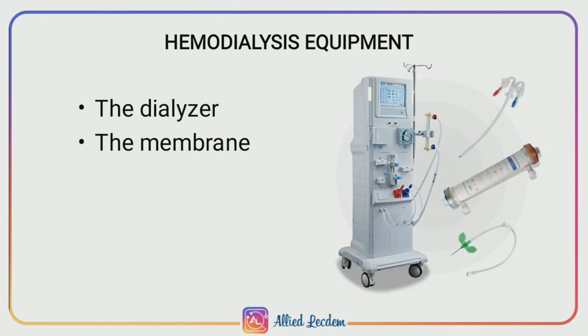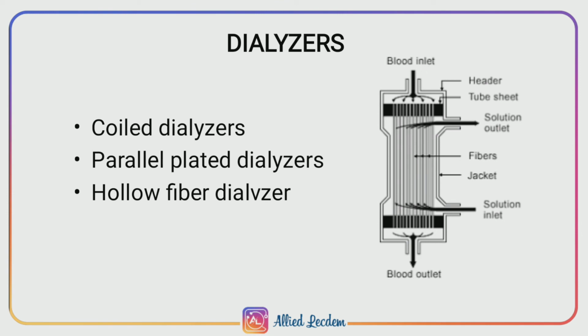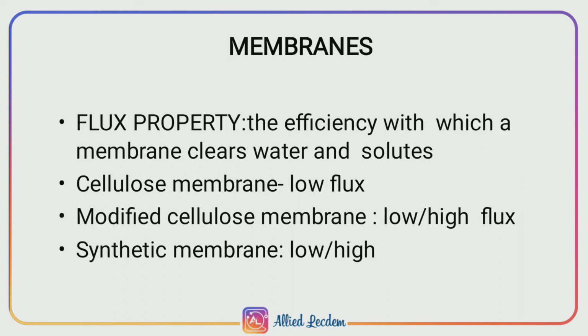Hemodialysis equipment are the dialyzer and the membrane. The dialyzers are coil dialyzer, parallel plate dialyzer and hollow fiber dialyzer. These different types of dialyzers are used. The membranes: flux is the property, the efficiency with which a membrane clears water and solutes. Cellulose membrane, low flux. Modified cellulose membrane, low or high flux, and synthetic membrane, low and high flux.